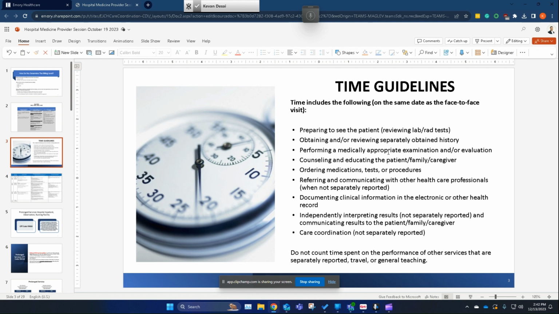You are also going to see the patient, discuss with the patient, discuss it with the family, potentially have to discuss with other family members, counseling and education for the patient and family. All of these are included in the time it takes for you to see this patient, discussing with consultants, documenting clinical information, and then care coordination.